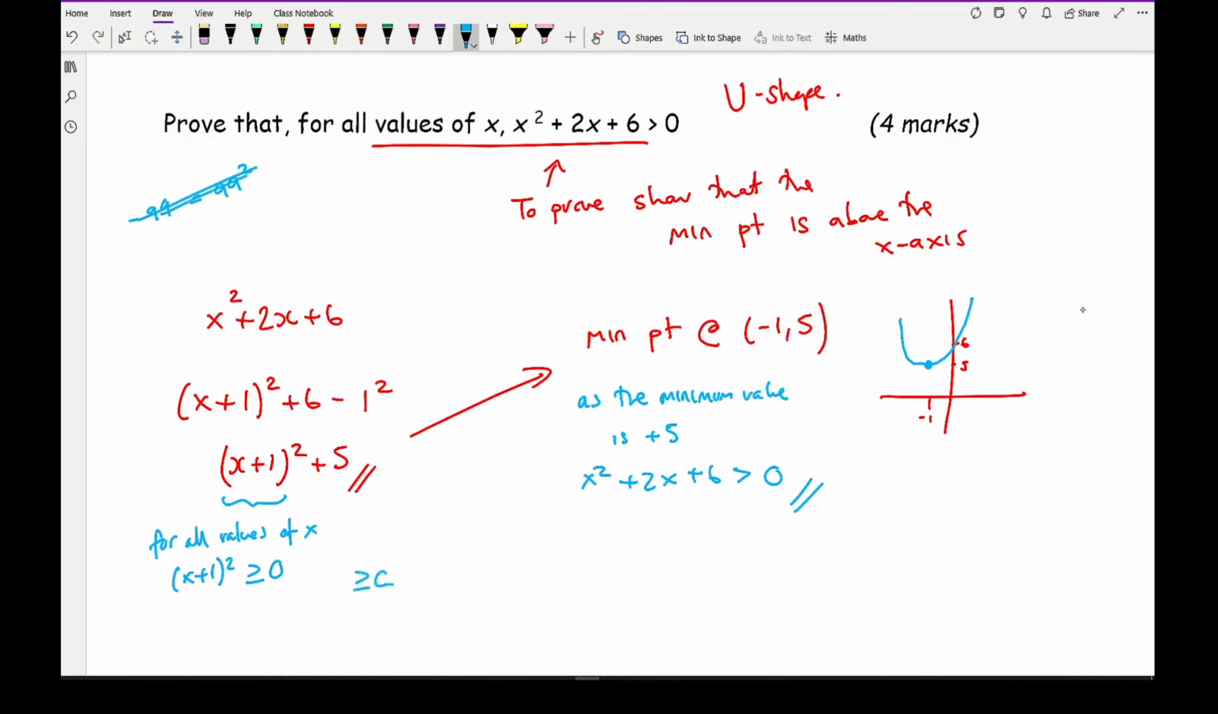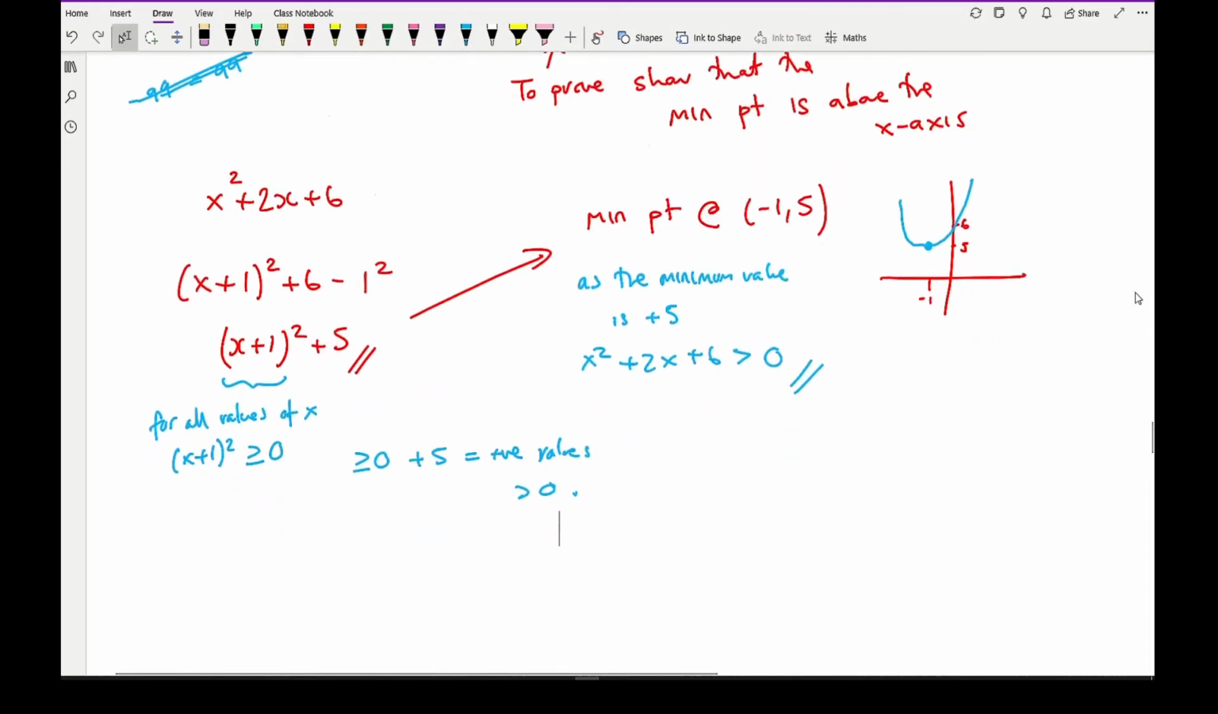And any number that's greater than 0 plus 5 will always give you a positive value, which is therefore greater than 0. And again, you could use discriminants if you have prior knowledge of that.